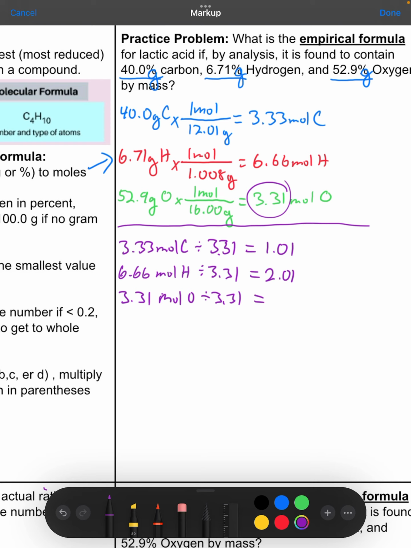And that is going to give me 1. All right, so why did I do that? Why is that necessary? Because this step essentially standardizes your mole amounts relative to each other. And it's going to give us that whole number ratio of 1 to the next, just like an empirical formula needs. We want that whole number ratio. Okay?